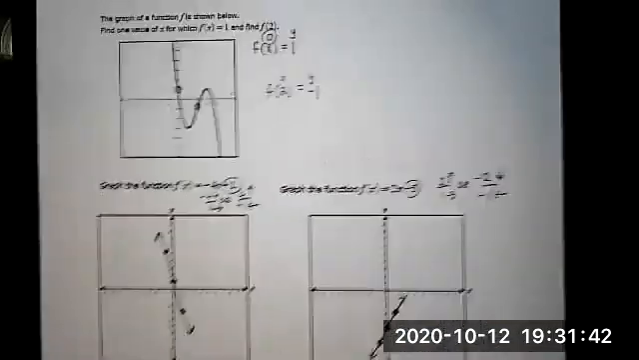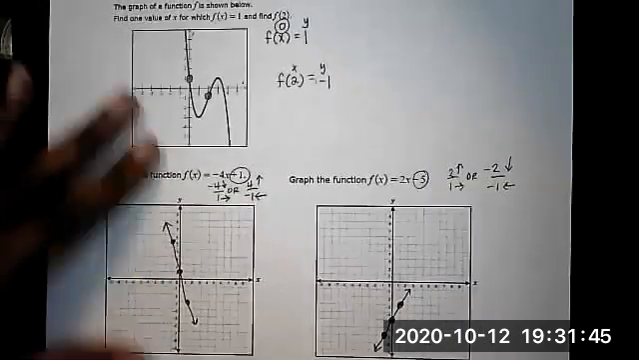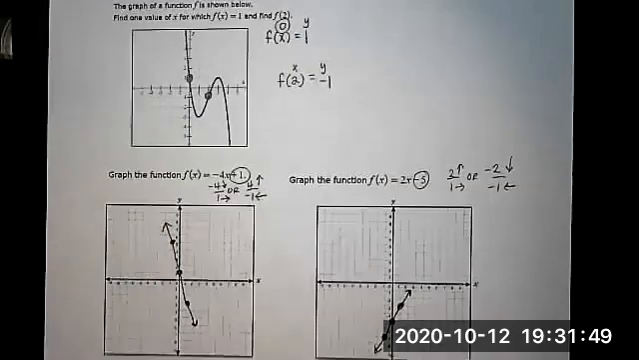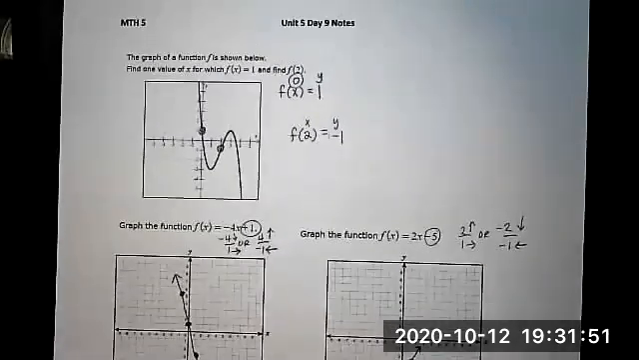Okay. So that's how you graph those. We've been graphing them for a while. So although it looks different with the f of x, it still is basically y equals. So we just graph it the same way. Okay. That's unit 5, day 9 notes.